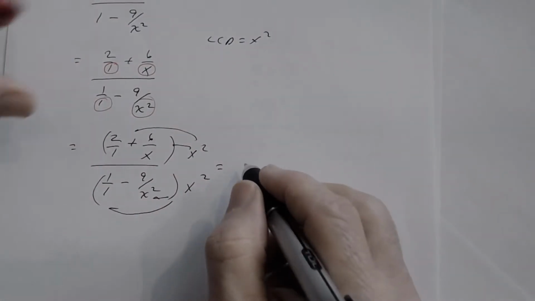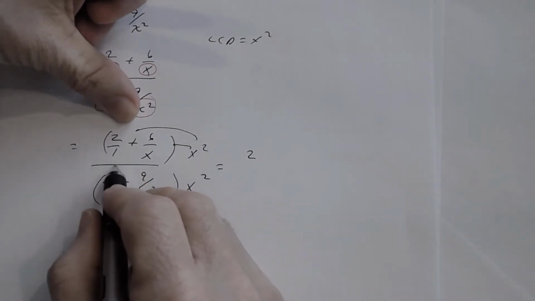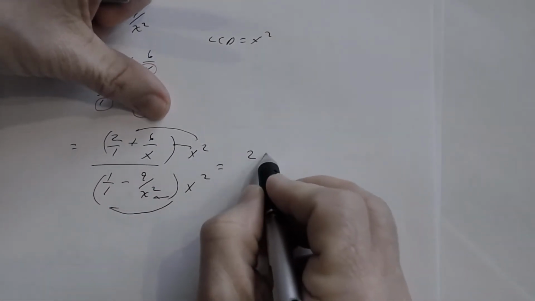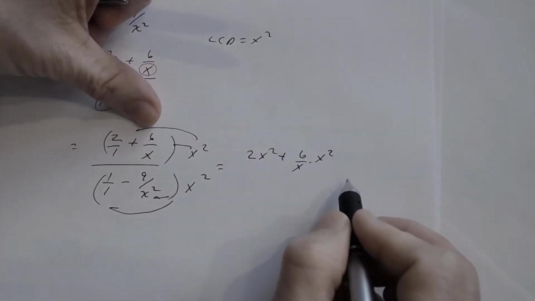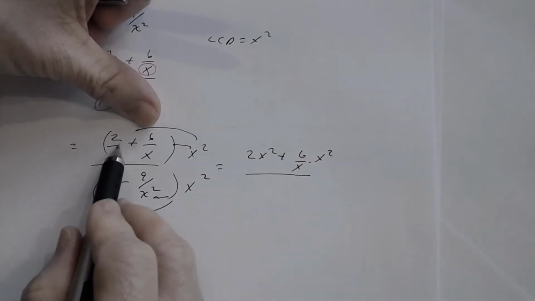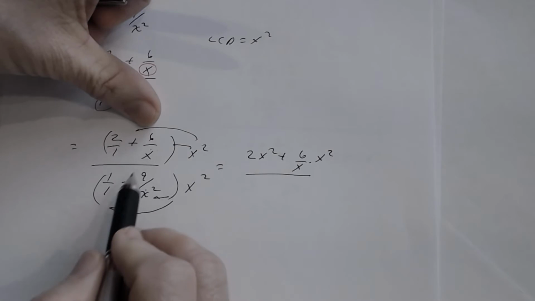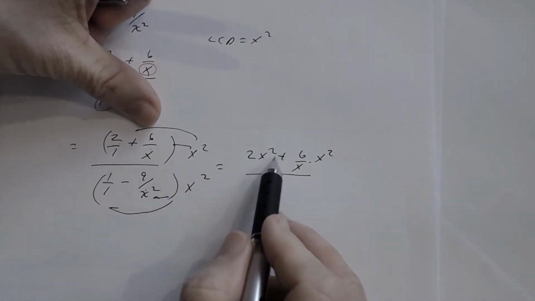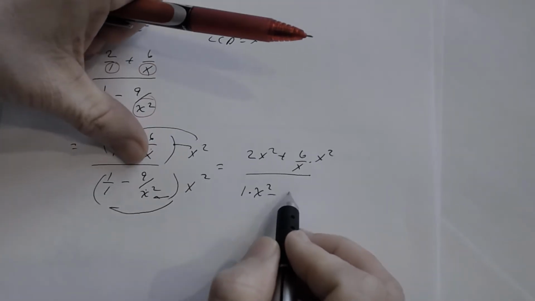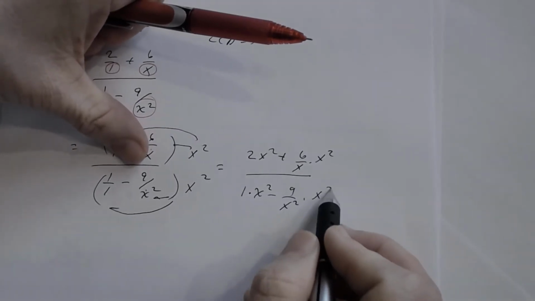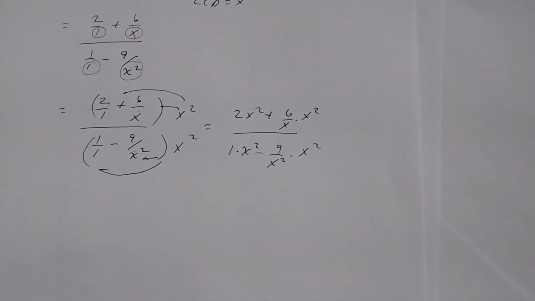So basically you're saying 2 over 1 is just 2, times x squared, plus 6 divided by x times x squared, divided by, so each term, each fraction, and you had 4 of them, is being multiplied by x squared. See that? And then 1 times x squared minus 9 over x squared times x squared. Okay? Then once you get to that point, remember in the previous lesson, then you're going to reduce.